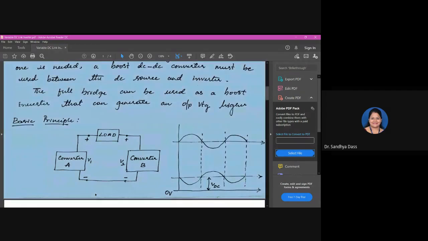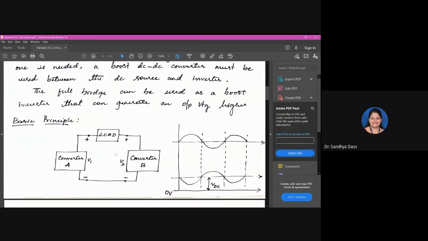So the circuit arrangement should be set in such a way that the outputs of converter A and converter B will give a DC bias sine wave output, such that each source will only produce a unipolar output, as I have shown here on the right hand side. So they will be 180 degrees out of phase.